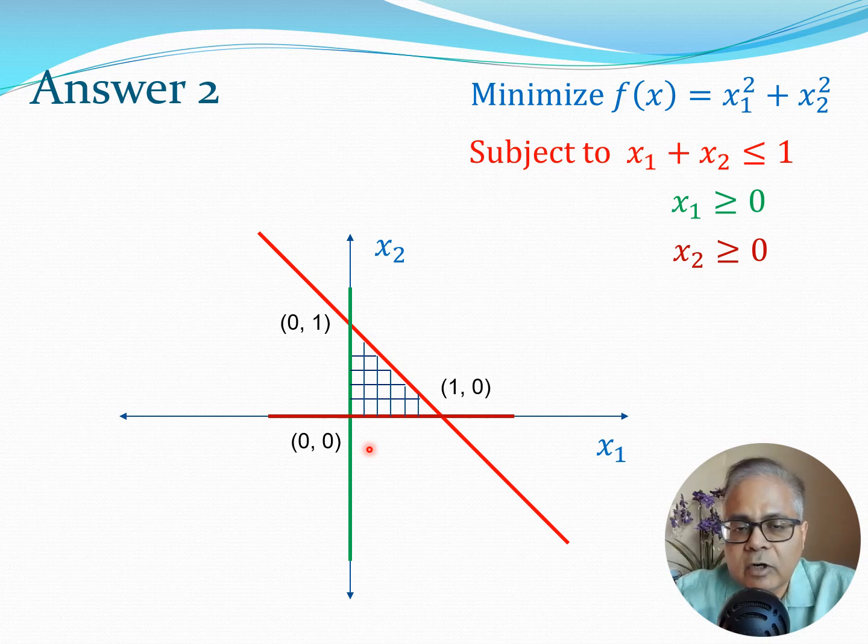Now, of course, in this problem the constraints were all simple linear functions, so we essentially got straight lines. They can also be nonlinear functions.